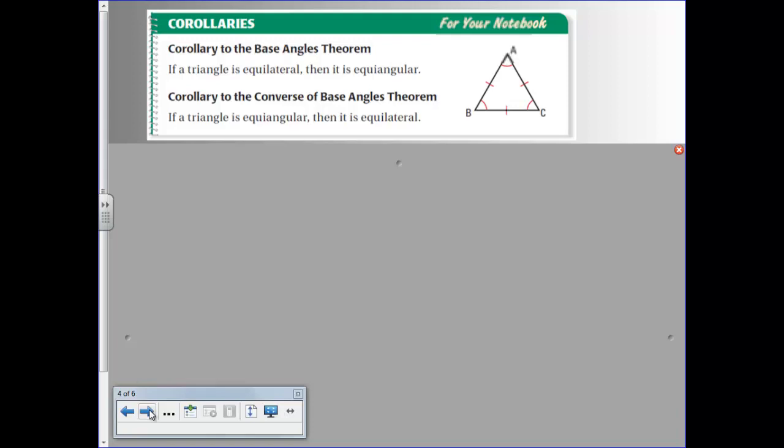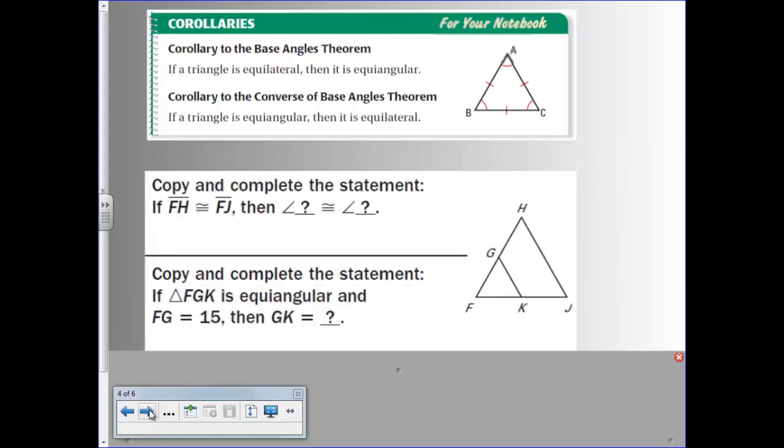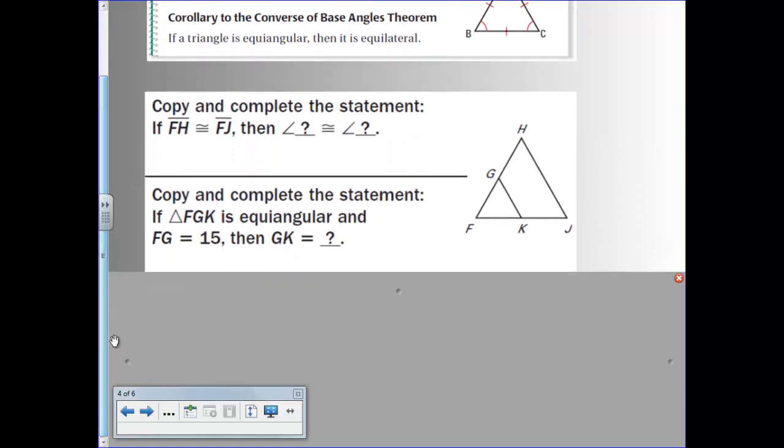When I look here, corollary to the base angles theorem, it says if a triangle is equilateral, what's equilateral? What'd you say, Heather? All sides are equal? If all the sides are equal, then it's equiangular. All the angles are equal. And the corollary to the converse of the base angles theorem says this. If a triangle is equiangular, then it's equilateral. It just takes those two and it flips it. So really, what does this mean? How does this work? Copy and complete the statement. We're just going to complete the statement.